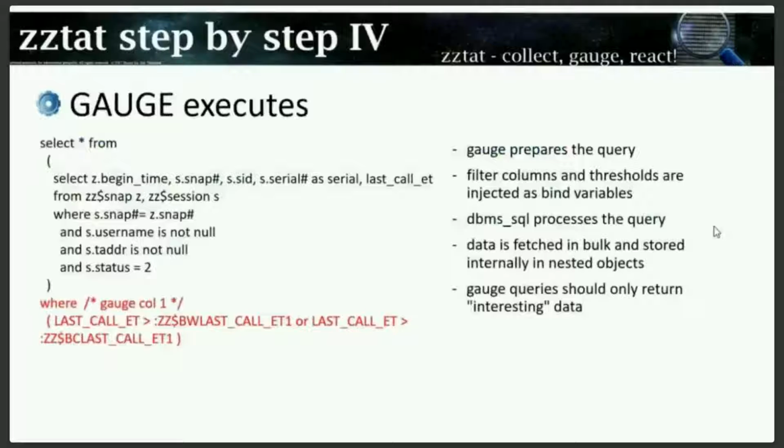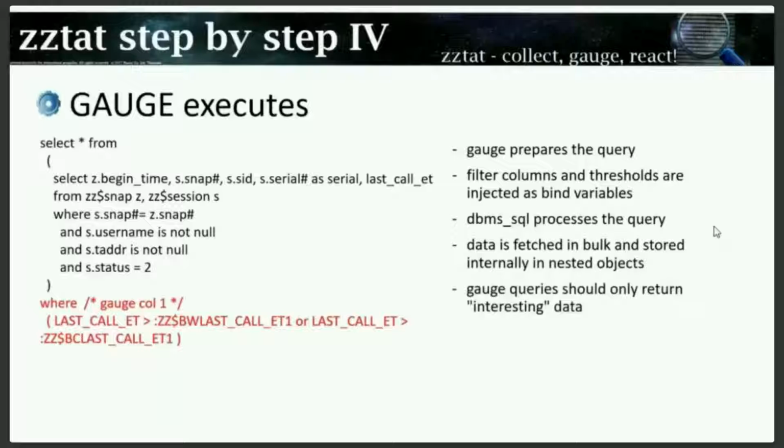Right, so when the gauge executes, the gauge is basically similar to a metric. It consists of a SQL query and certain metadata. Now, in the case of a gauge, the metadata that you want are the thresholds. So in zztat, we define two thresholds. One is a warning threshold and one is a critical threshold.